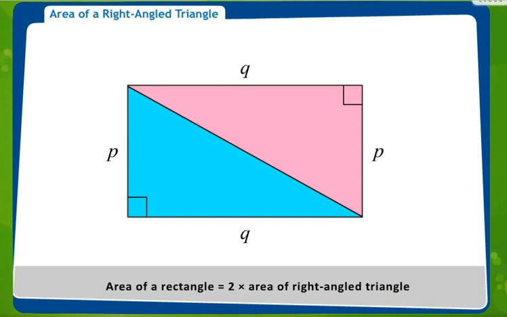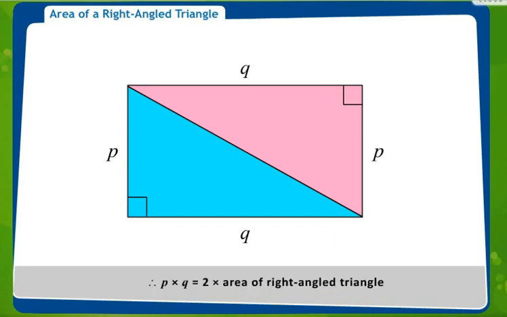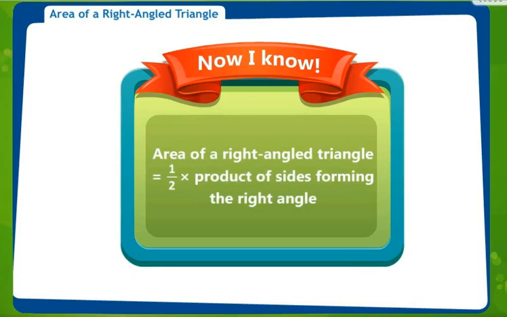Now area of a rectangle will be 2 into area of right angle triangle. Now P into Q is the area of a rectangle, which is equal to 2 into the area of the right angle triangle. Now area of a right angle triangle is equal to P into Q upon 2. How did we get P into Q? Length into breadth of a rectangle. So area of a right angle triangle is half into the product of the sides forming a right angle.